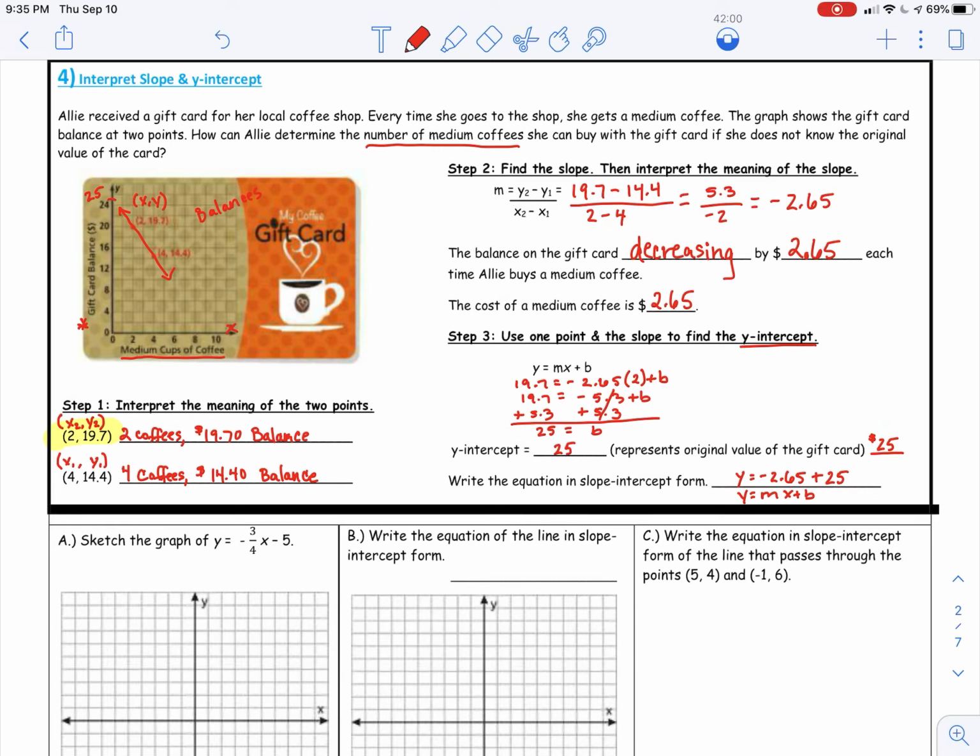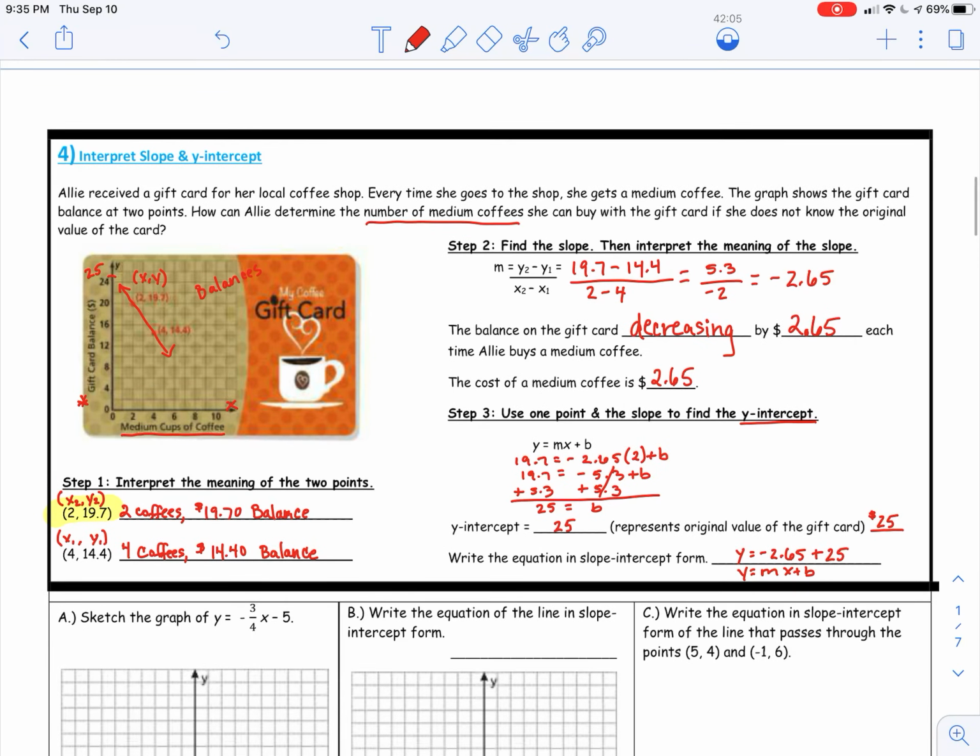Now, what they wanted to know up here is how many medium cups of coffee Allie is able to order. So up here at the top, let's go ahead and squeeze in the answer to that. How would I figure that out? Now think about it. If there's $25 on the gift card, and every time I order a cup of coffee it costs me $2.65, how would I figure this out?